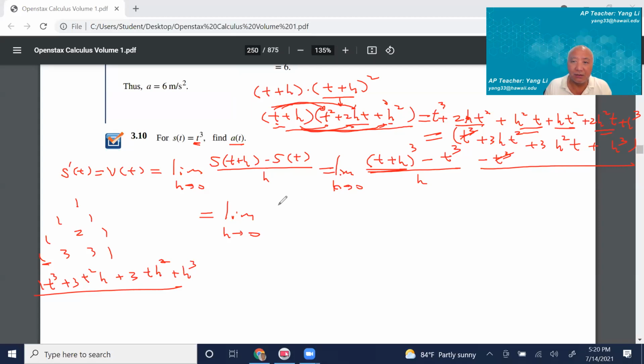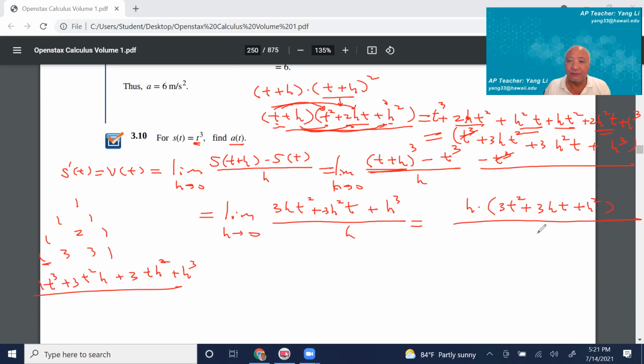So you have only what? 3ht squared plus 3h squared t plus h third power, divided by h. And then here you can factor the h out, okay? So when you factor h out, you have 3t squared plus 3ht plus h squared, right? And then you divide it by h, and the limit as h approaches 0. You see, cancel these two. And then you put h equals 0. The answer will be 3t squared. This is a velocity. Be careful here.